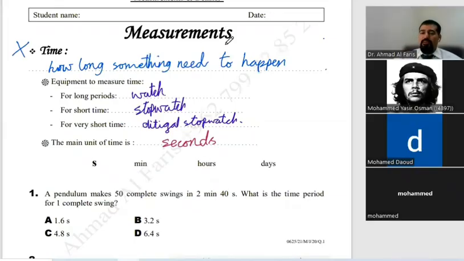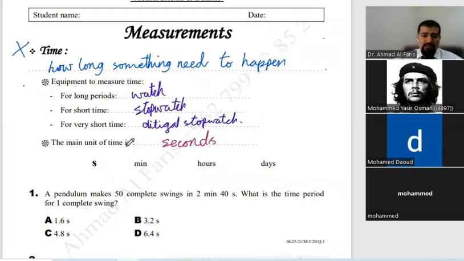In measurements, we have a lot of things that we need to measure. One of the things that we need to measure is the time. And if the definition of the time is not included, so how long something needs to happen. And we know that for time, we have a watch to measure a long period of time, and we have a stopwatch to measure short time, and we have a digital stopwatch to measure the very short time, like light gates, okay, with a data logger to measure something that passed through it.